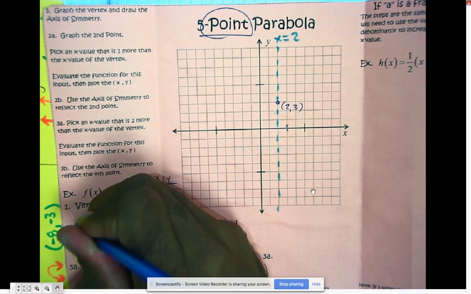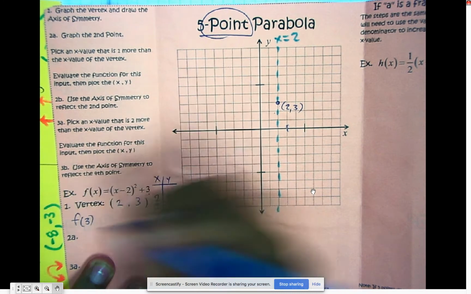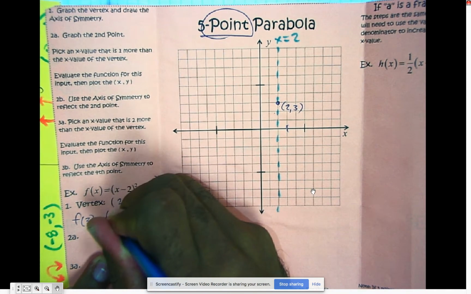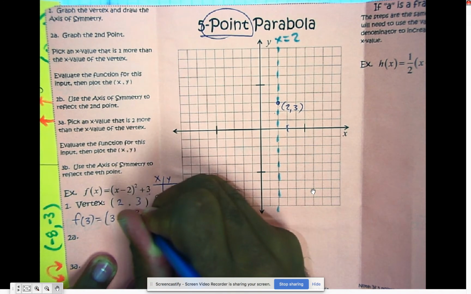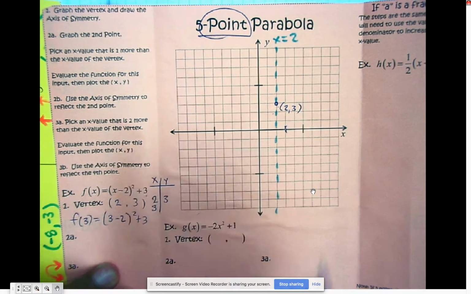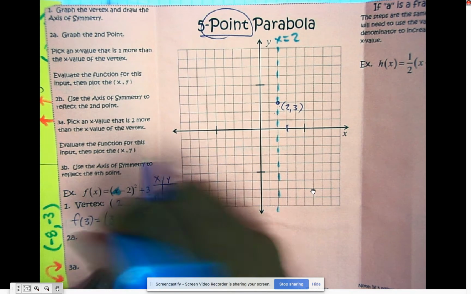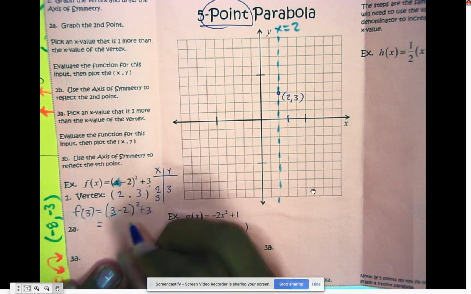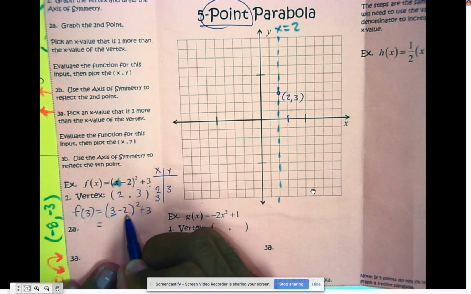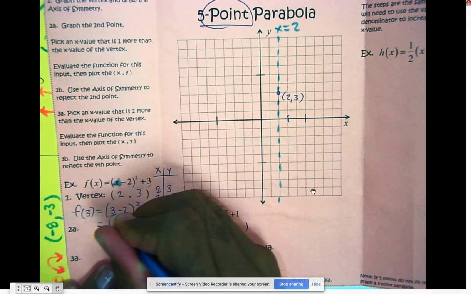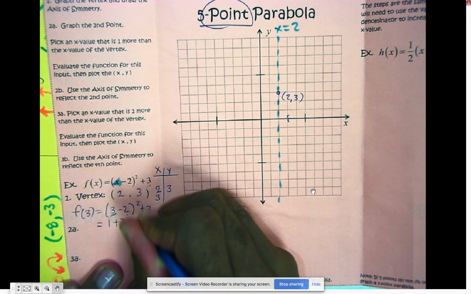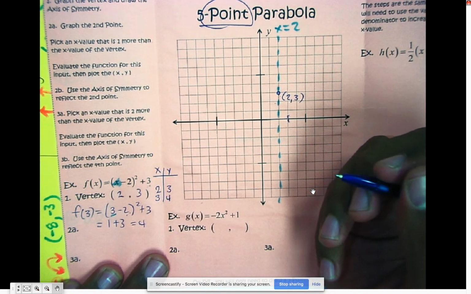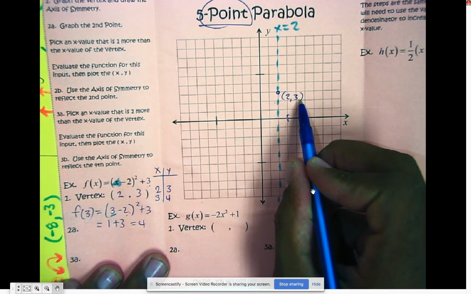So let's go ahead and plug that in. I'm going to plug in 3. That's why I wrote f of 3 here. And I'll go ahead and plug that into the equation. So now 3 minus 2. Again, I'm just plugging in that 3 right there. Now I'll just evaluate it. 3 minus 2, that's 1. 1 squared is 1. Then plus 3 is 4. So the y value for the x value of 3 is 4. So I'm going to go ahead and graph that up here on the graph.